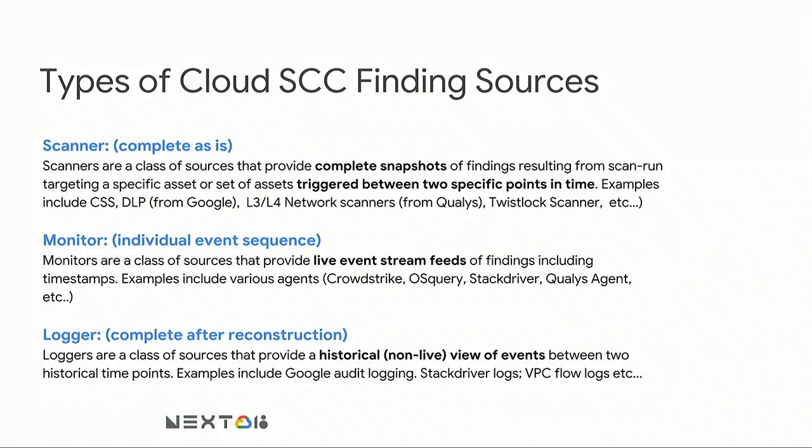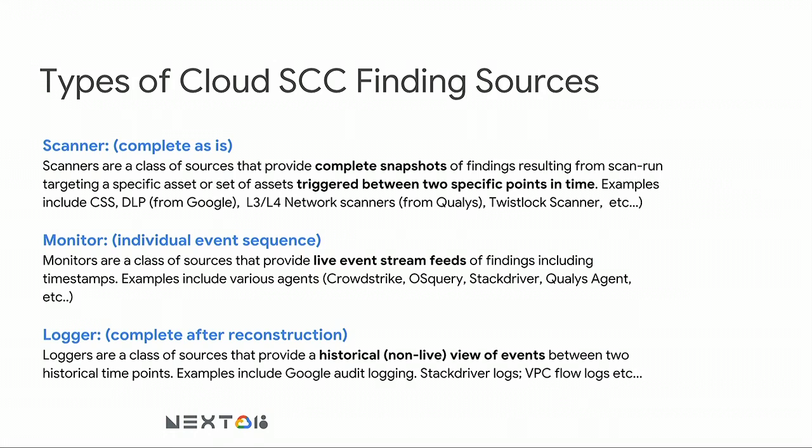Things from container image scanners from folks like Twistlock. And the second type of finding source that we integrate with are monitors. Those are things that produce event streams. The common example of that are agents that are put into either VMs or into containers, and they present basically a stream of events with no history back to the system.